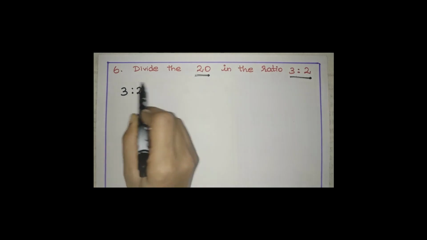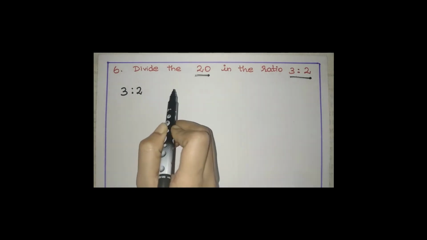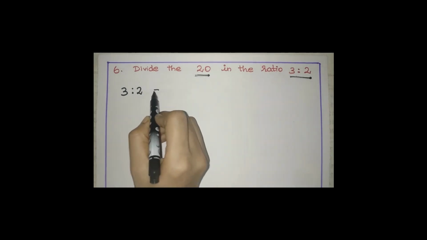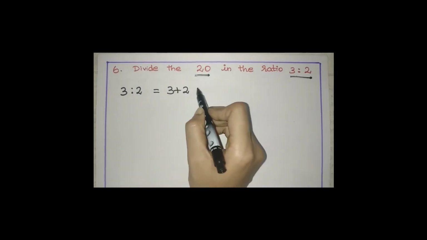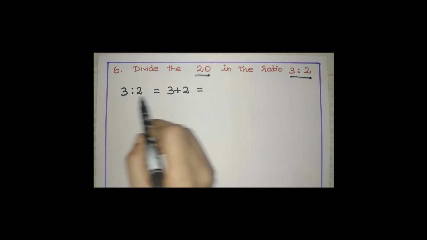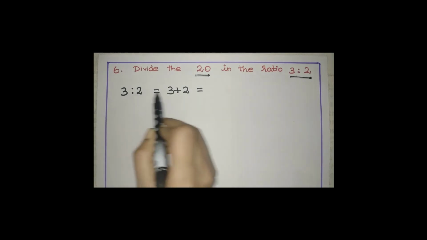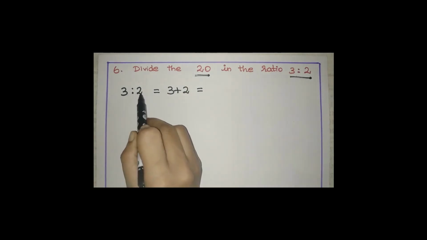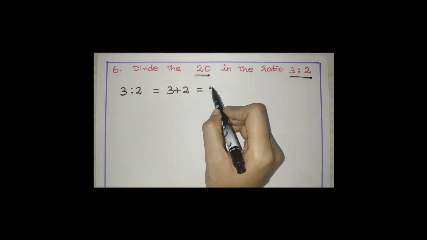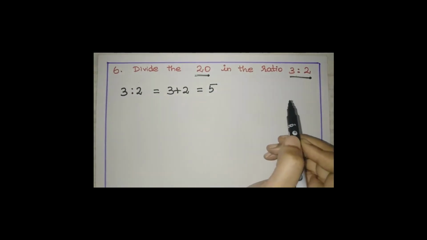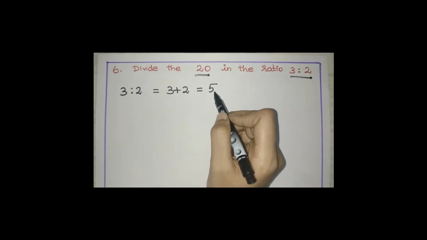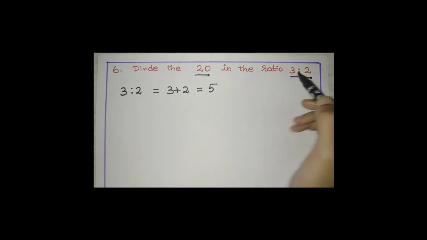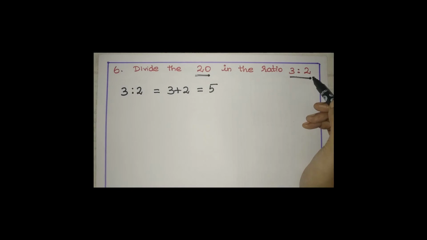So totally how many parts are there in the ratio? For that you have to add the two values in the ratio. So 3:2, I am adding 3 and 2, I will get the total part as 5. So totally 5 parts are there. I am going to divide this 20 as 3 parts and 2 parts.